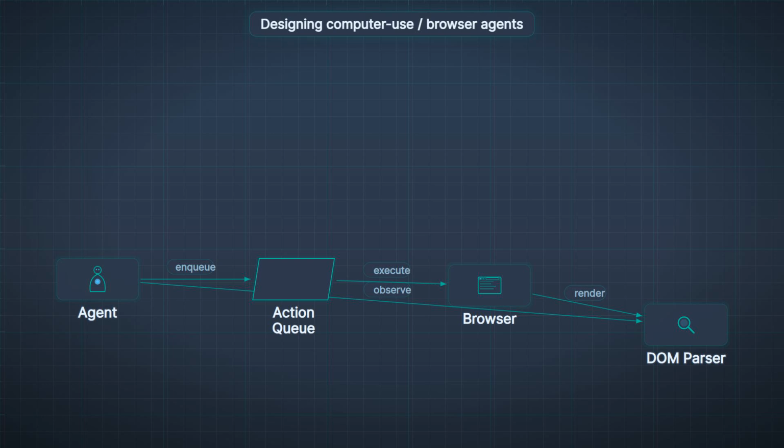But what happens when an action fails? As we just saw, the agent observes the page state, enqueues an action, the browser executes it, and the DOM updates. Let's trace a single action cycle starting with the observation.